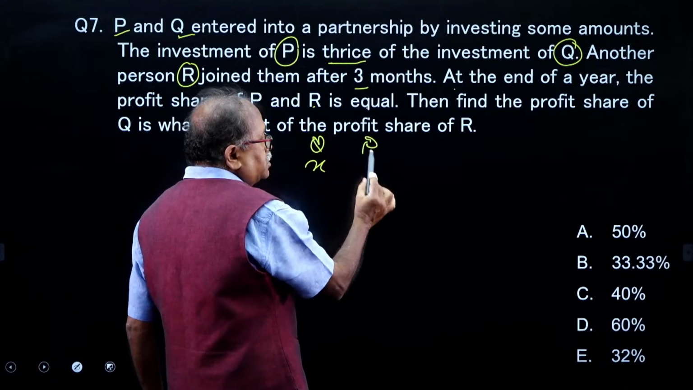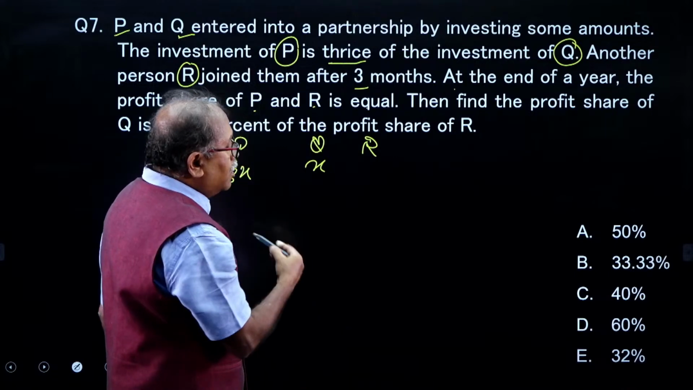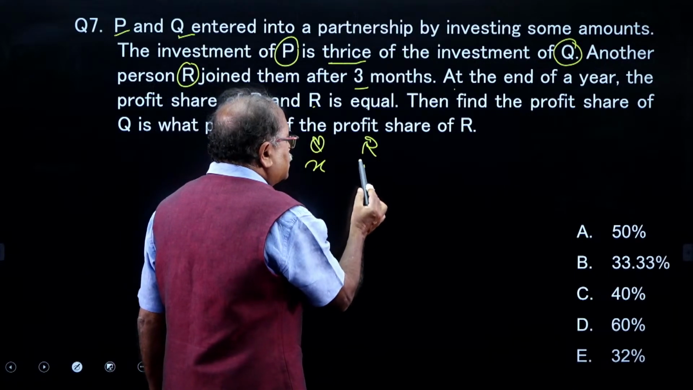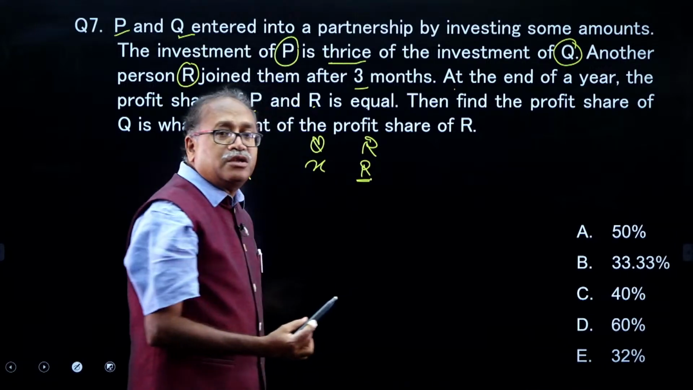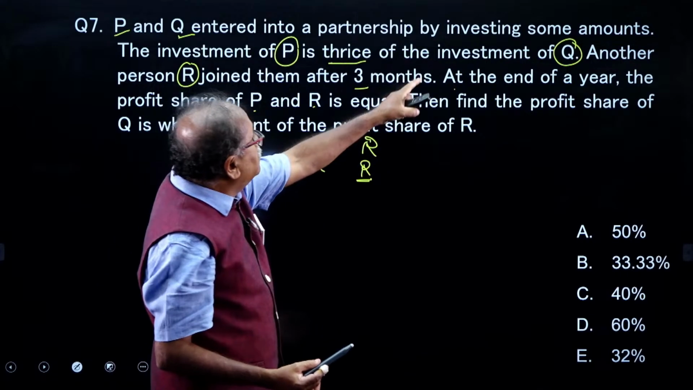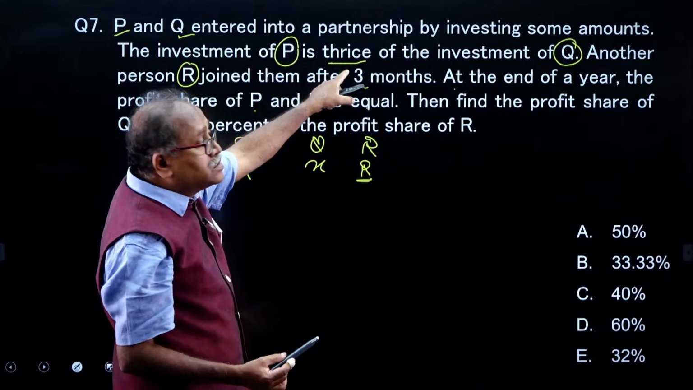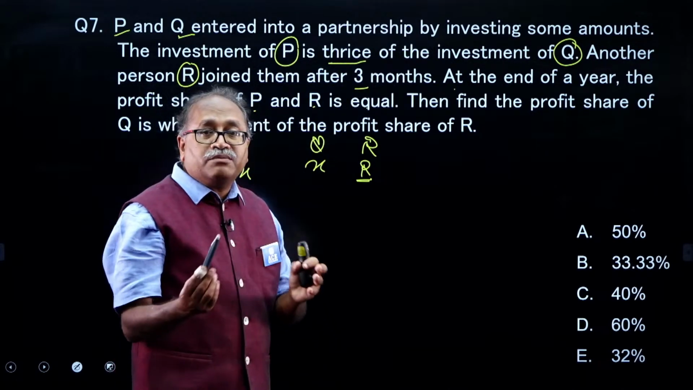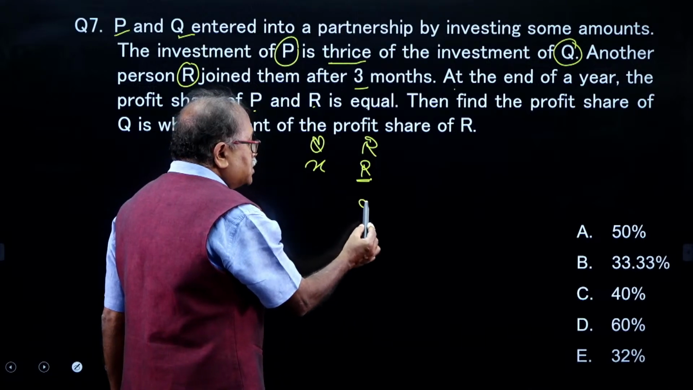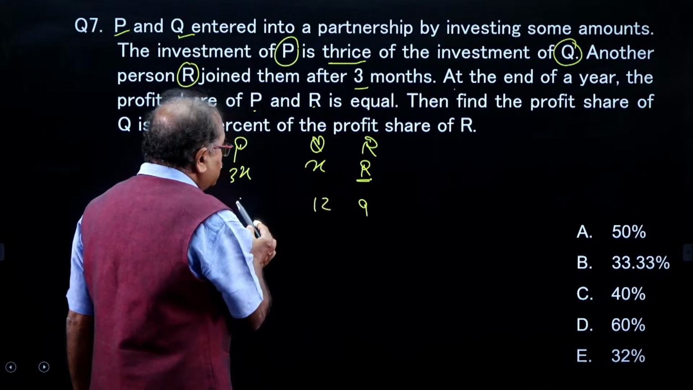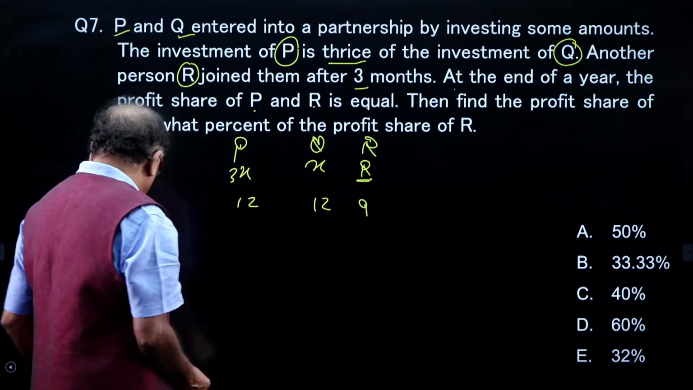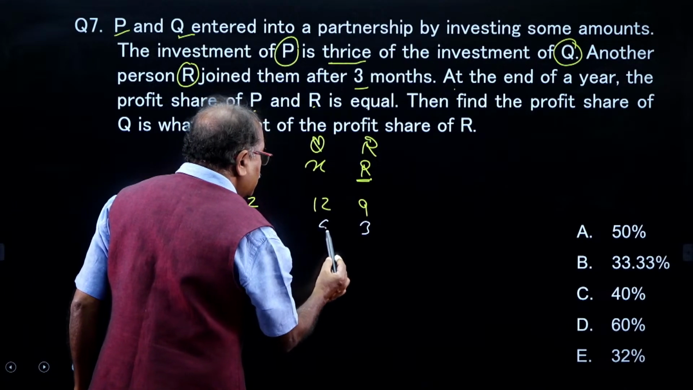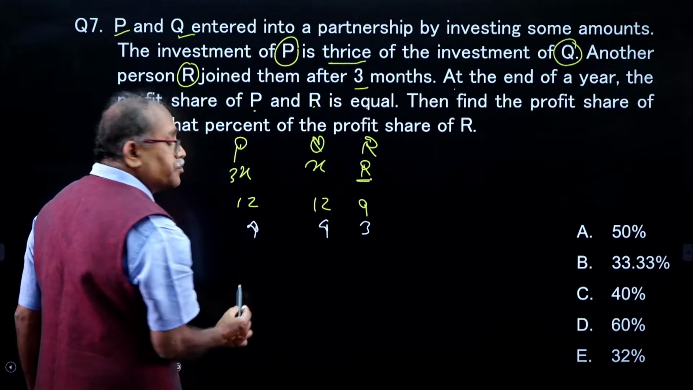So, as far as this information is concerned, how much capital he brings is not mentioned. I will assume that he brings R capital, and he joins after 3 months. That means 12 minus 3, he remains in the business for 9 months, while the others are in for 12 months. So, what is the time ratio here? The time ratio is 4, 4 and 3.